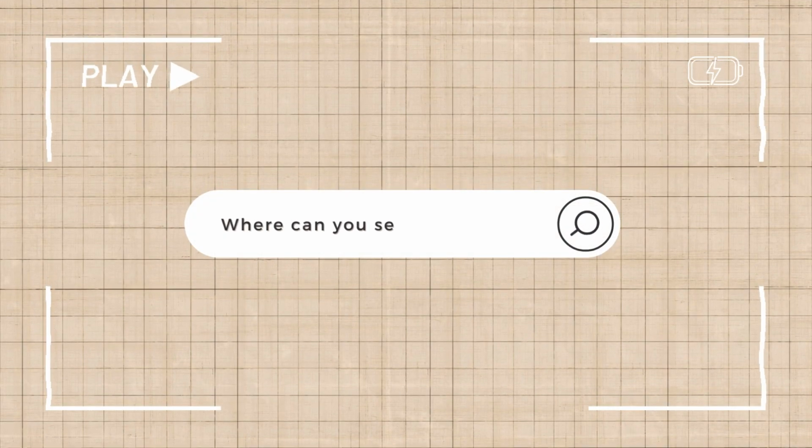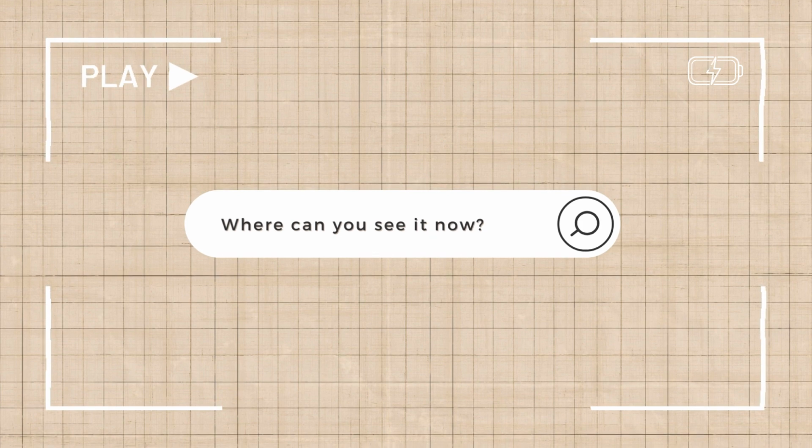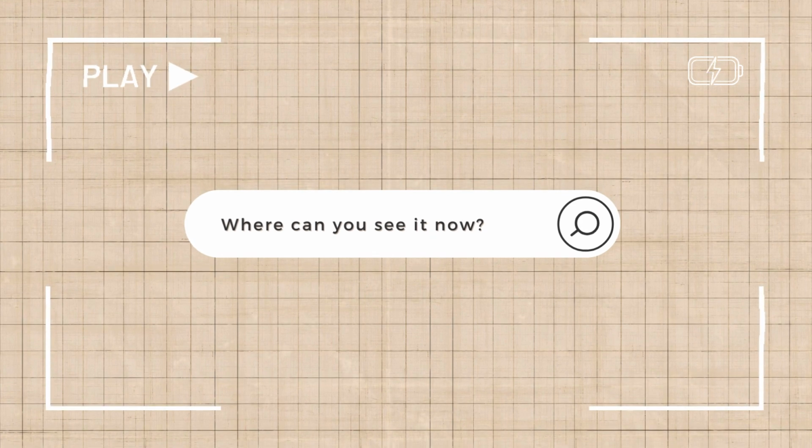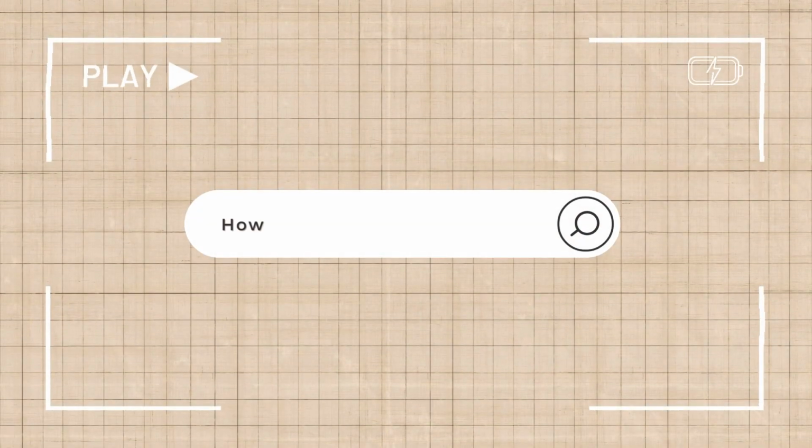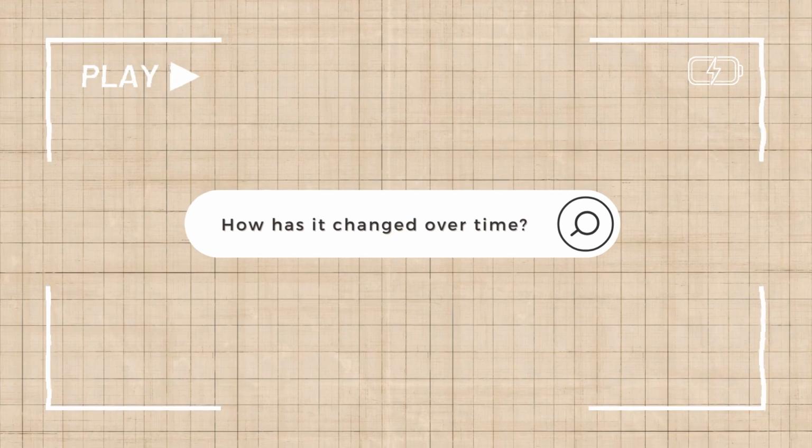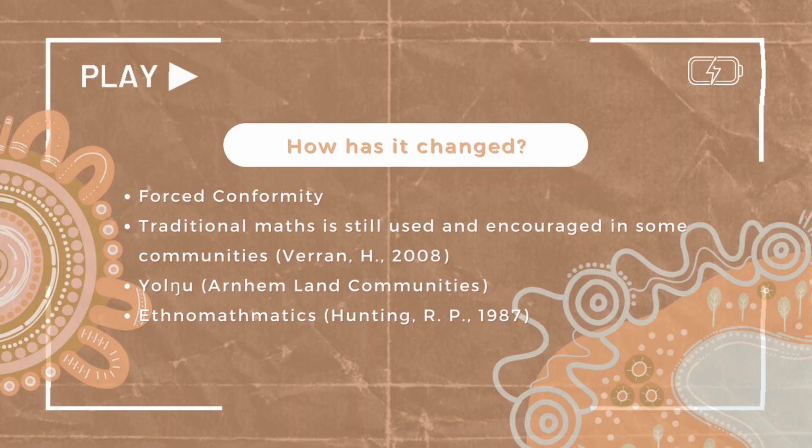Most of the previously discussed uses and aspects of geometry in Aboriginal and Torres Strait Islander cultures can still be seen today, especially and even more so now in art and land navigation. So how has it changed over time? There are some communities that are still using both their traditional systems alongside modern systems of maths. Most Aboriginal communities were forced to conform to a new way of thinking about mathematics due to colonisation.